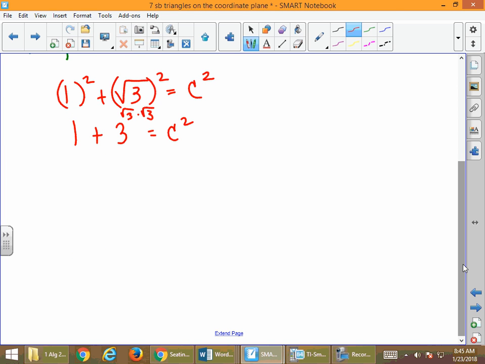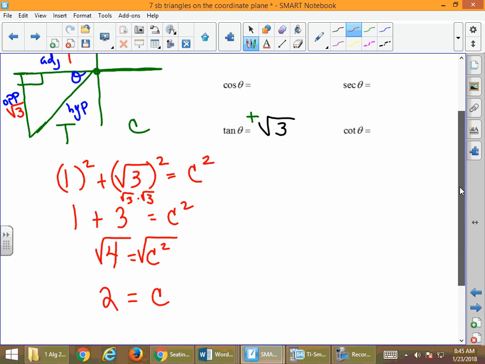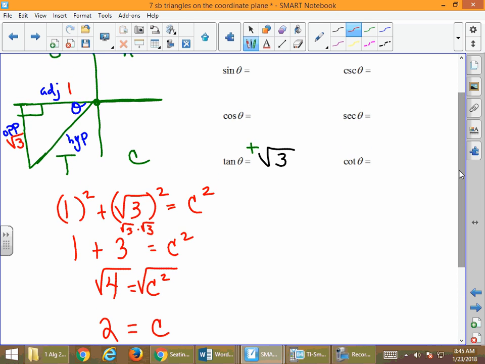1 plus 3 is 4, equals C squared. And take the square root of 4. And just like the previous problem, we get C equals 2. We were given a little bit different information, but it ended up kind of sort of being the same, and I do mean kind of sort of. Now that we know our lengths, we can go ahead and figure out our values. I do need to change one thing in this triangle, and I'm not really changing it, so you don't have to erase something.